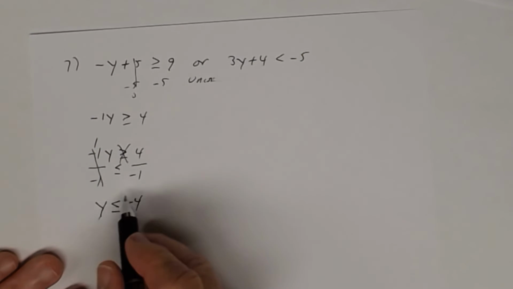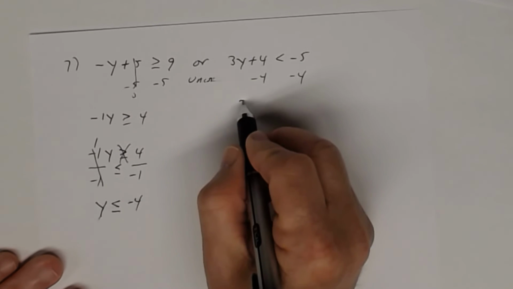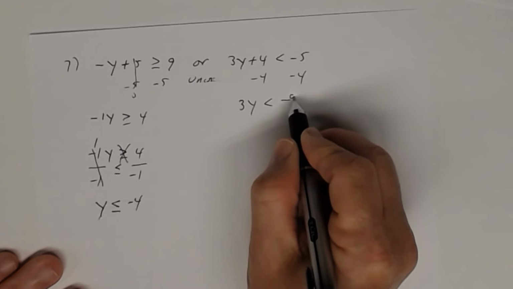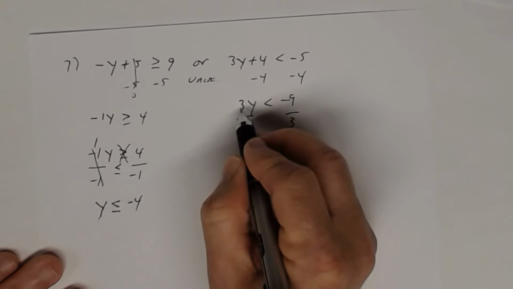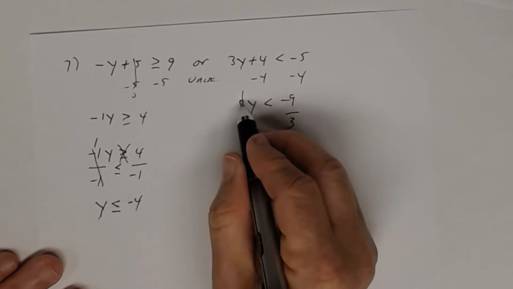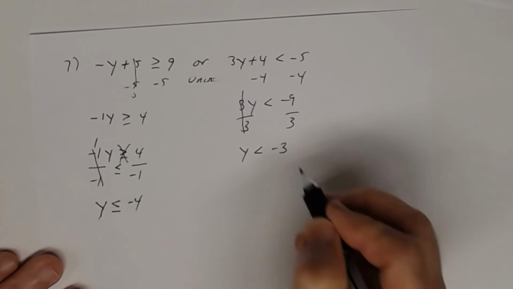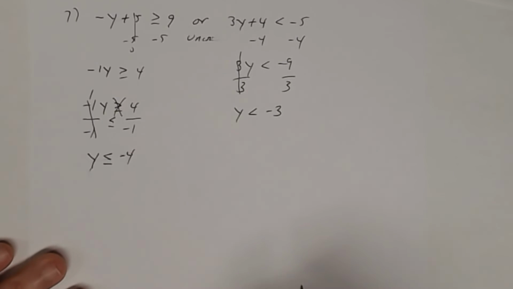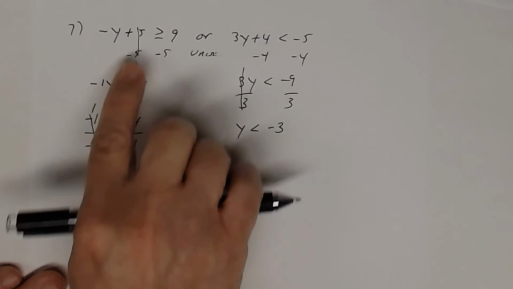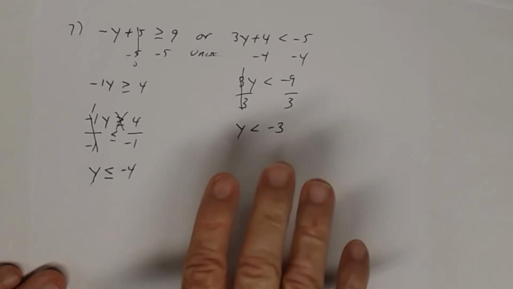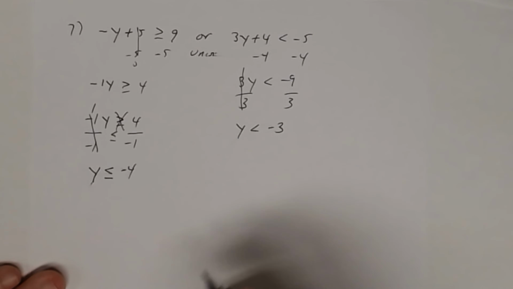Now let's find this one. There could be more, so we have to solve for this one. Subtract 4 from both sides. I get 3y is less than negative 9, because negative 5 minus 4 is negative 9. Divide both sides by 3. 3 divided by 3 is 1, and 1 times y is y. It's less than, and negative 9 divided by 3 is negative 3. So any real number less than negative 3 is a solution to this, hence a solution to this whole thing. But you have to look at each one individually to see if there's anything that overlaps as well.